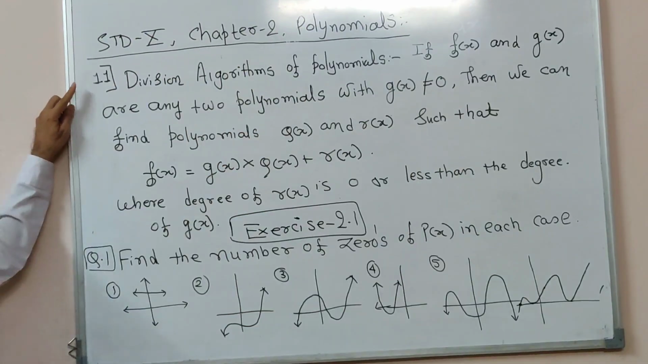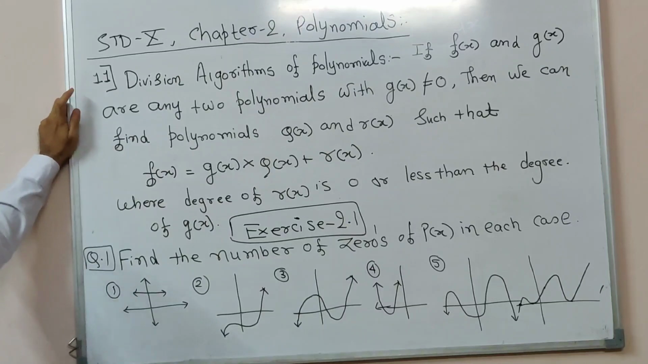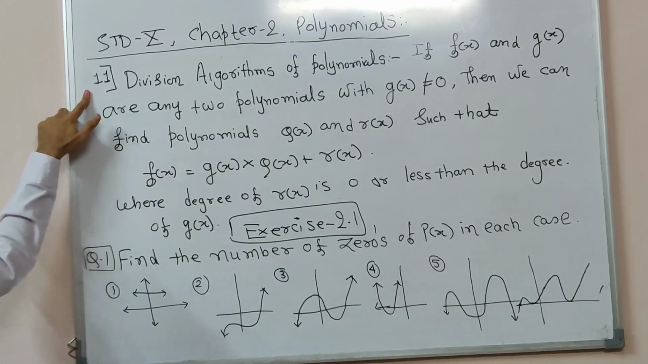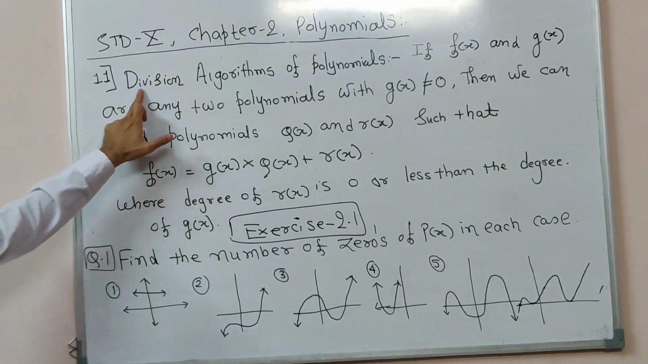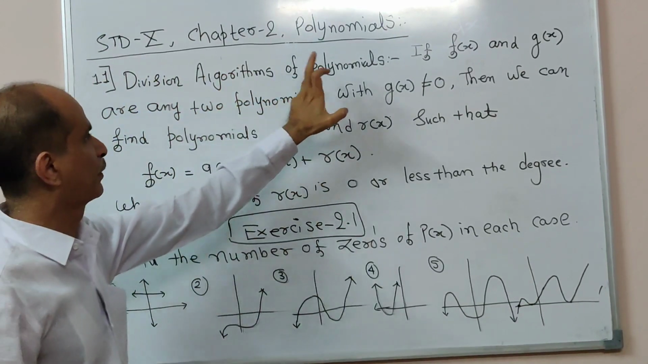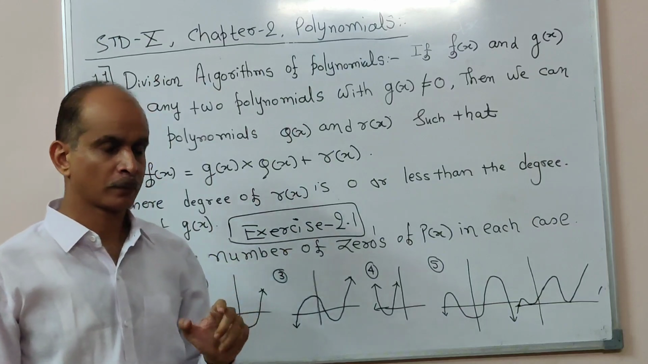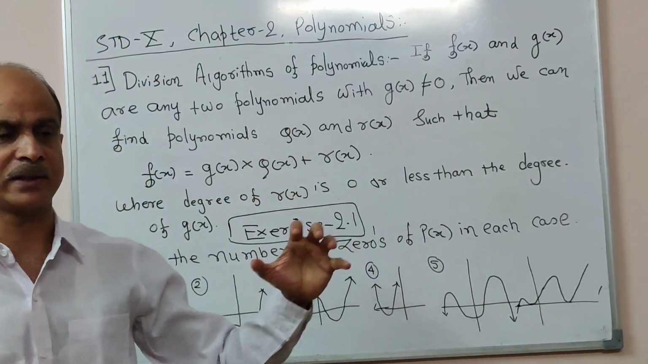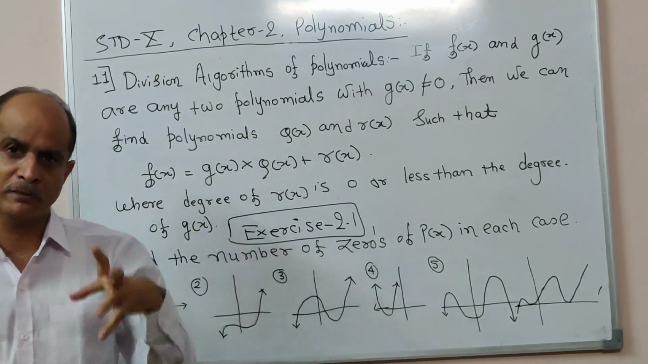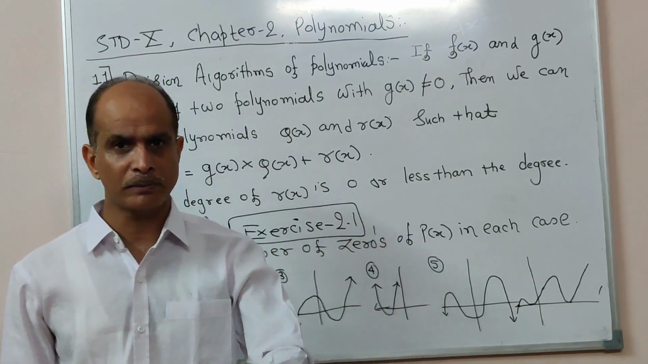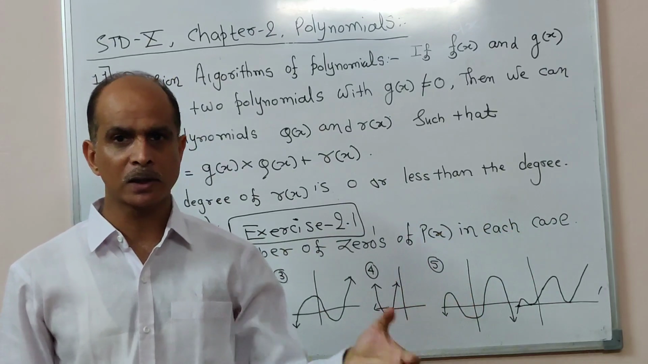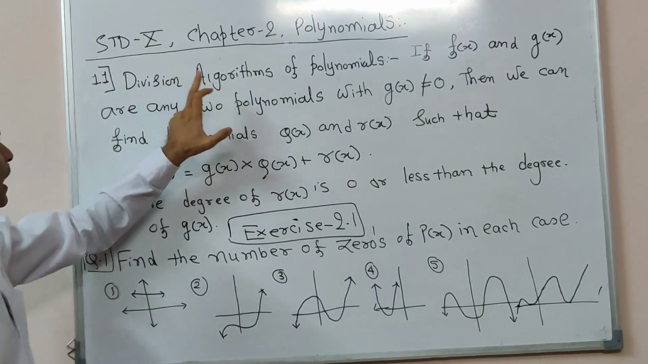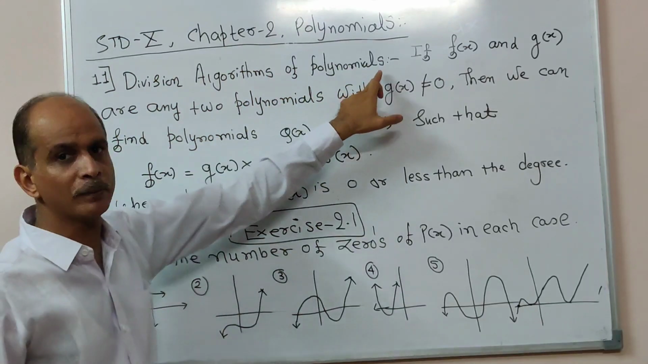Now, point number 11 of this chapter, the last concept of this chapter, is the division algorithm of polynomials. We have already studied this concept in 9th standard: how to divide one polynomial by another polynomial. So it is known as the division algorithm of polynomials.